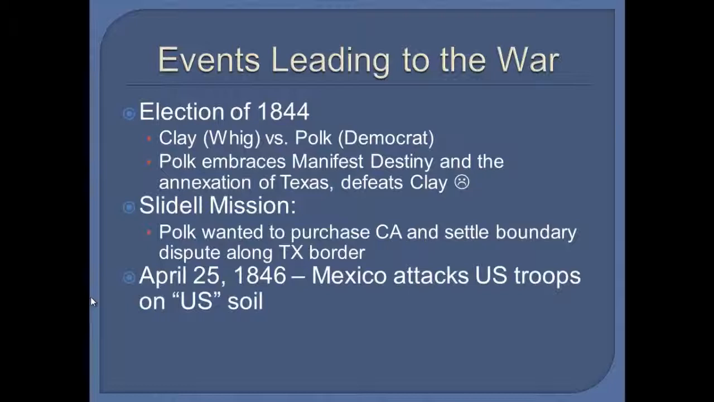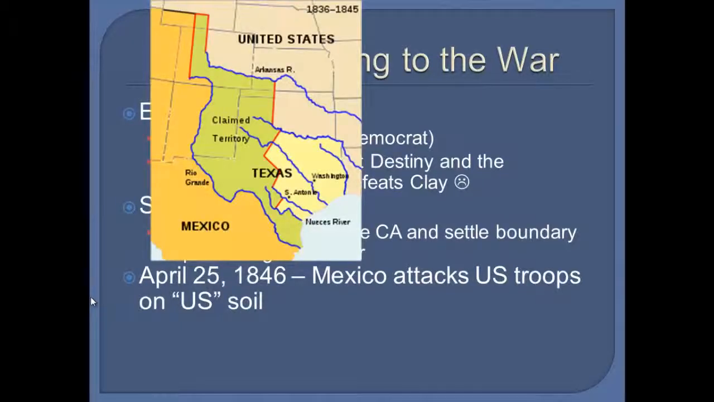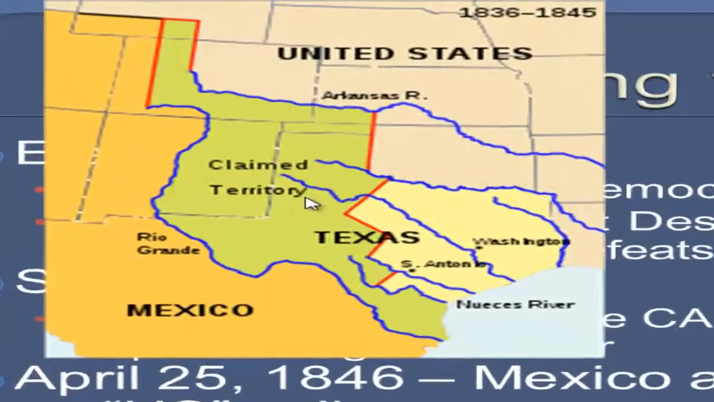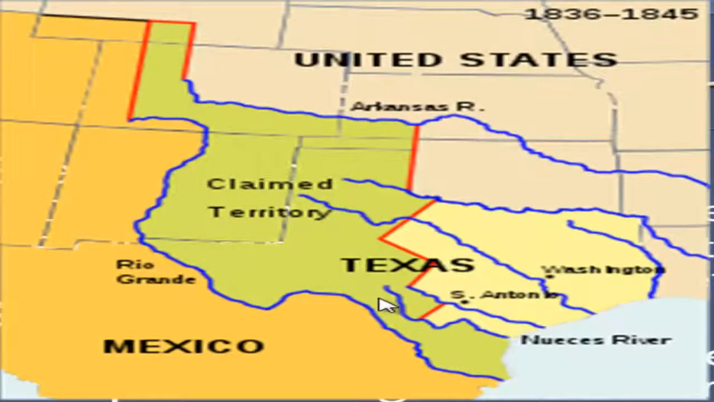On April 25th, 1846, Mexico attacks U.S. troops on U.S. quotes soil. And if you look at this map here, here's Texas. Now, when Texas declared independence, the yellow is pretty much what Mexico recognized as the Texas border. The green area is all this disputed territory claimed by both Mexico and Texas. The U.S., when they annexed Texas, for the most part, assumed that all the green was part of them as well.